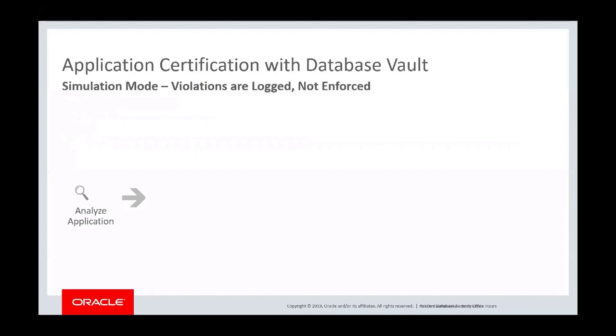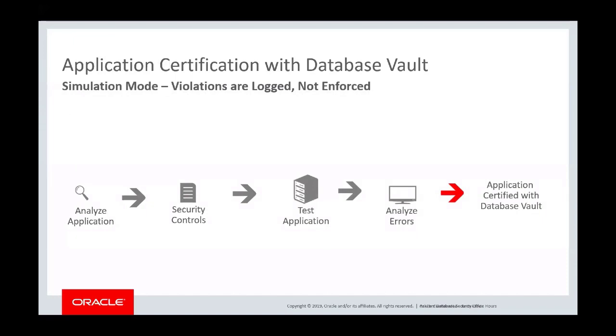So let's talk about application certification. When you create controls to protect, let's say, HR information, the HR application needs to be certified to make sure it still works, since you're blocking access to the HR data. You have to make sure the right users and the right conditions, and trusted path information if you have it, are all set up correctly. In the past, you analyzed the application and architecture, created the controls, tested the application, and analyzed any errors. In many cases, you then had to update the security controls or run the regression test again.